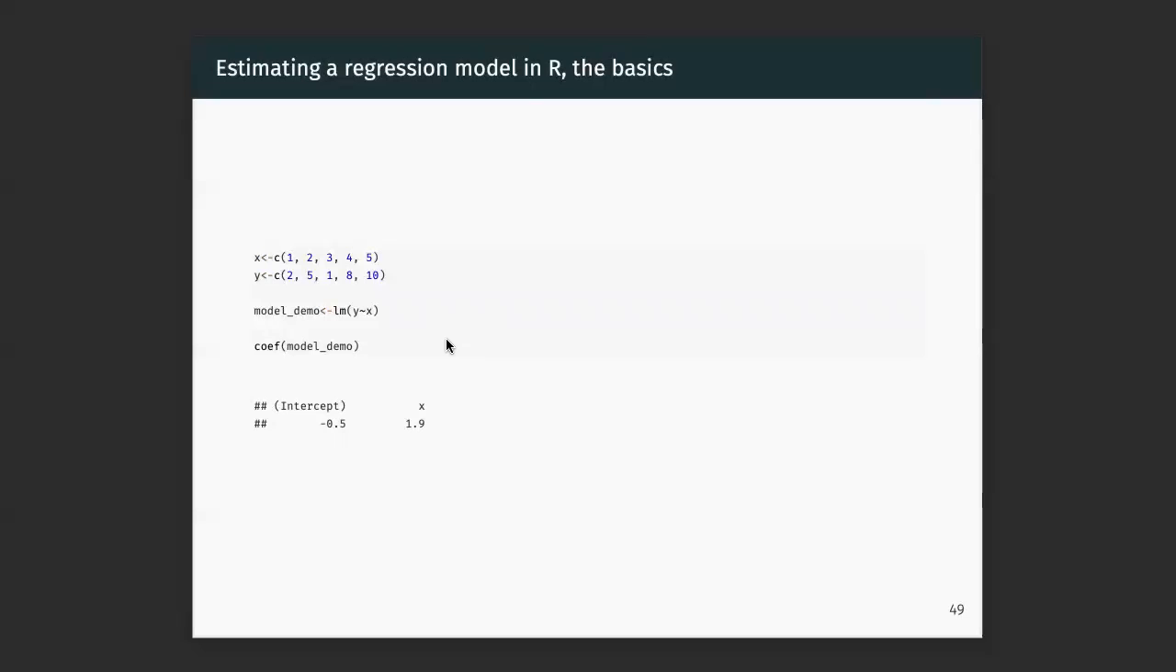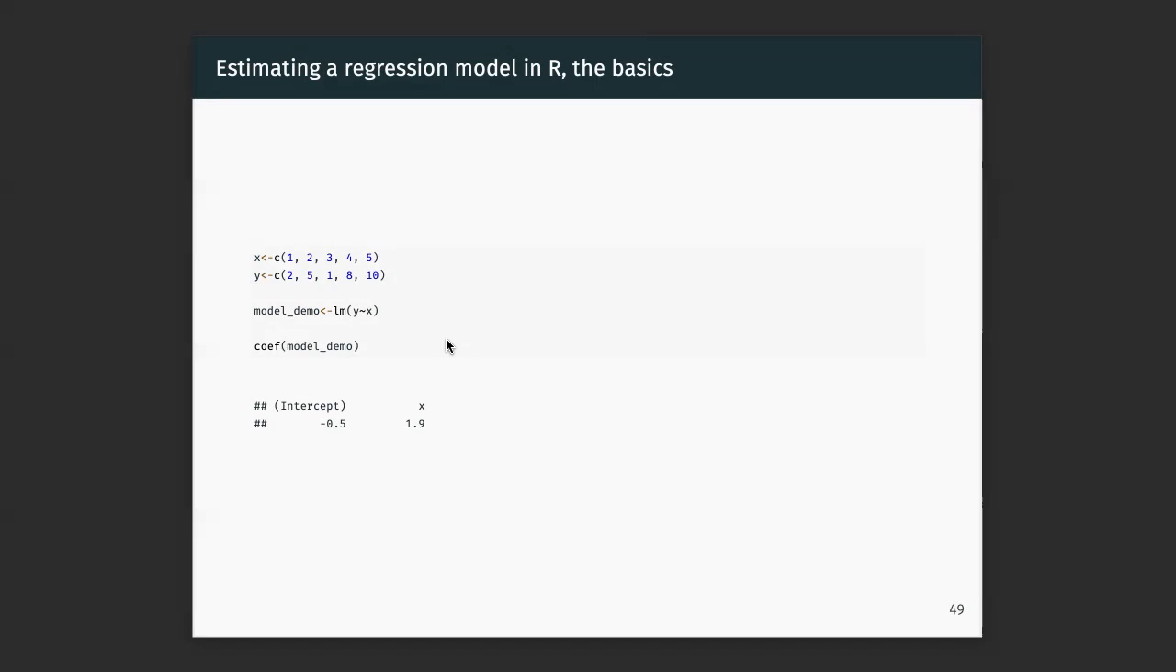I'm going to estimate this model using lm. And now in model demo in R, I will have an lm object. It will store the output of a linear regression model. There's a lot in that object, but for now, I just want to look at the coefficients. So I'll use coef to extract the coefficients from model demo. I'll get two terms: an intercept and x. This is beta 0. This is beta 1.